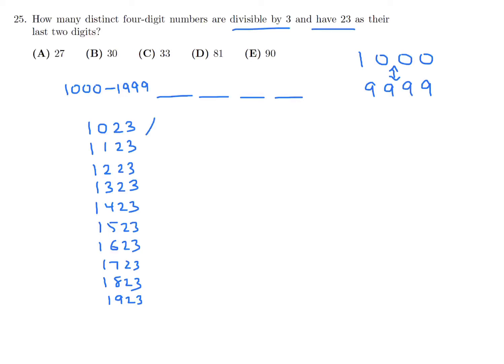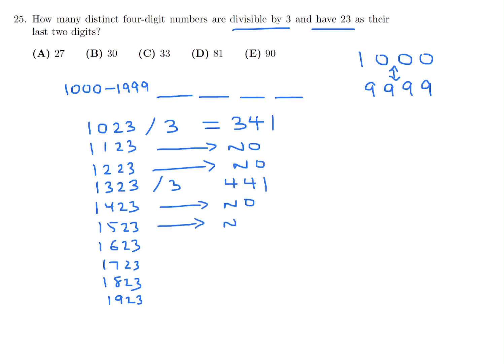So let's see. If it's divisible by 3, this one is. This one is no. This one is no. This one is divisible by 3. Yes, it's 441. This one is not. This one is not. This one divisible by 3. Yes, it's 541. This one no. This one no. And this one is divisible by 3. It is 641. Like that.